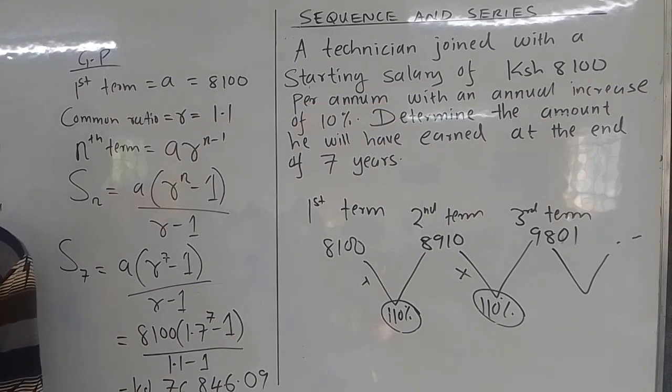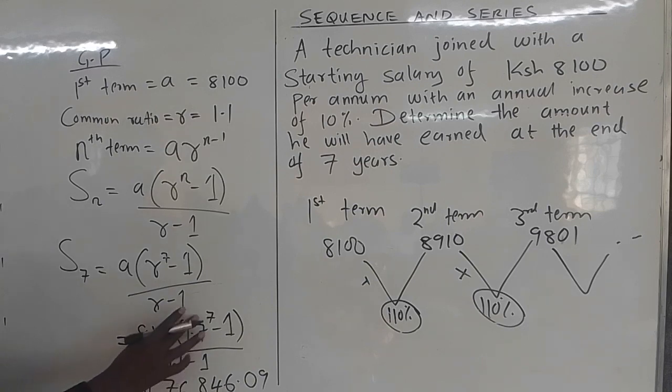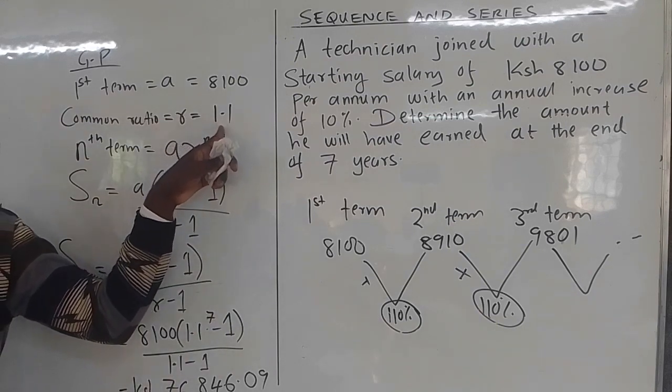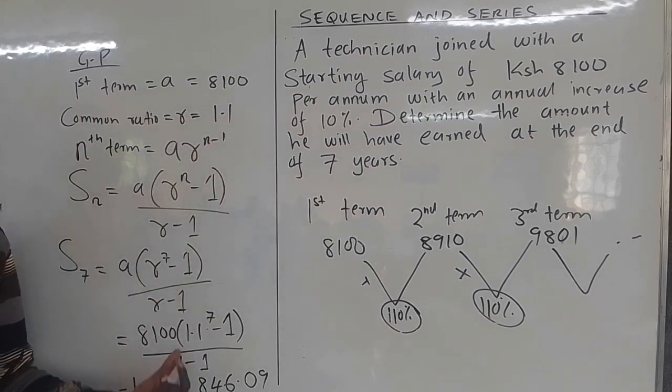Is it what you have? Without a calculator? Oh, good. R is 1.1, not 1.7. Where is it? Here. Have you used 1.1? Yes. And you found this value? Yes. Good. It is 1.1.